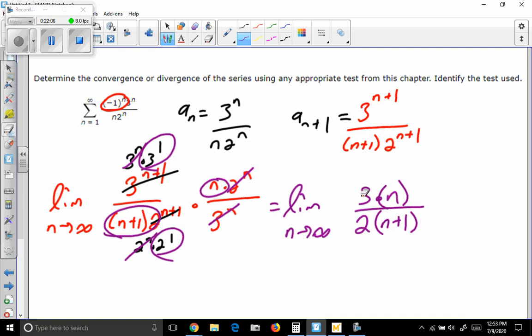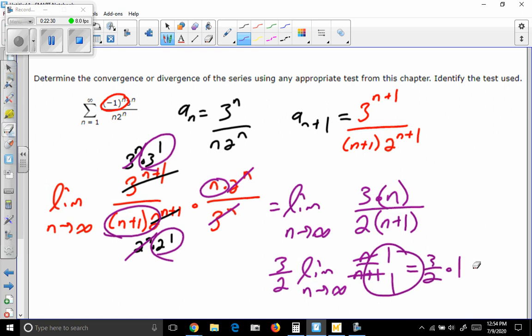That 3 halves we could pull out front because those are just factors. And then we take the limit as n goes to infinity of that. That's indeterminate. I take the derivative of the top, we get 1. The derivative of the bottom, we get 1. So the limit of 1 over 1 is just 1. So we get 3 halves. That's more than 1, so this one diverges.